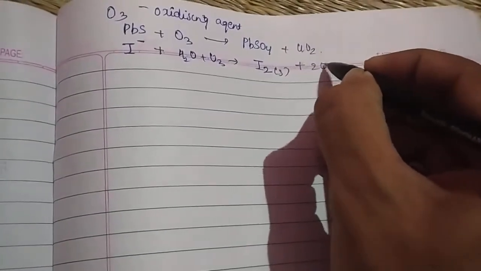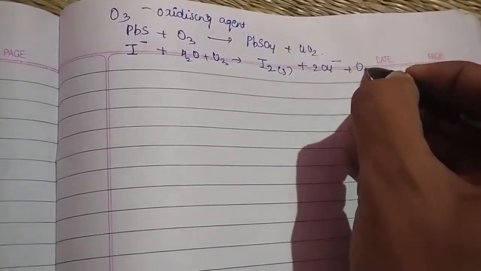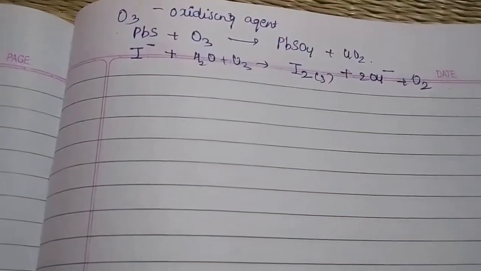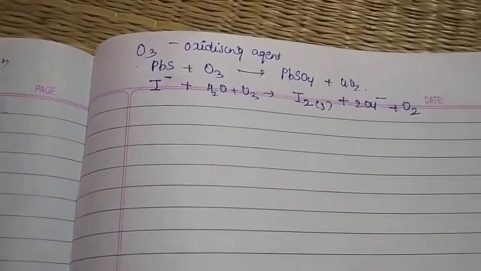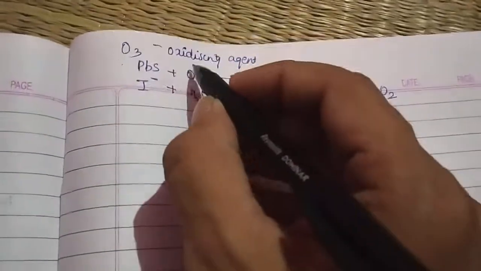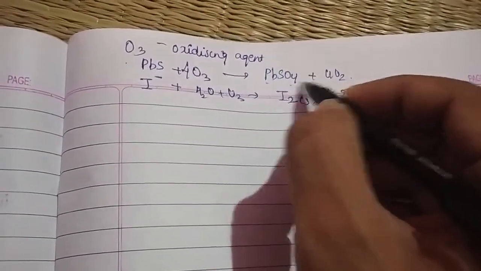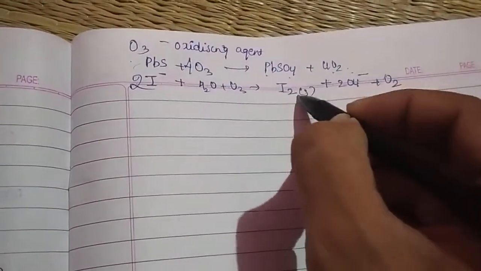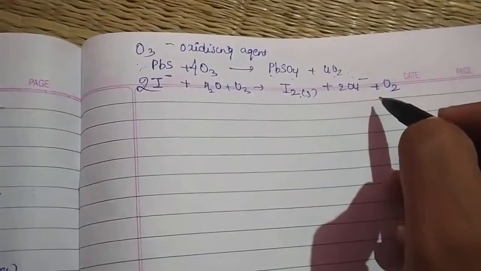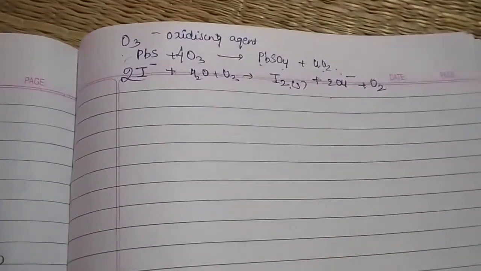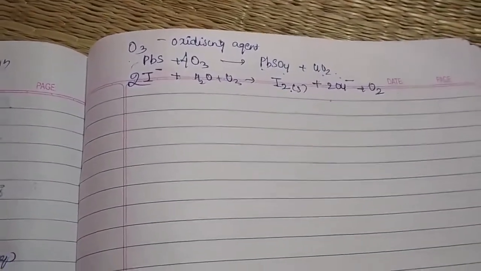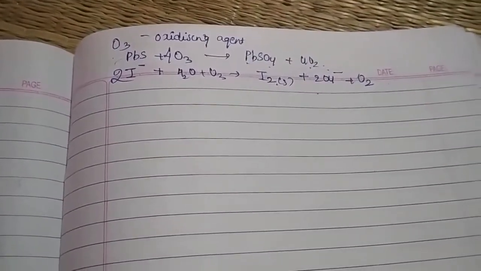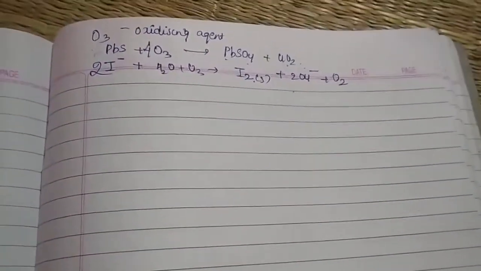Along with that, if I write the whole reaction, 2OH minus plus O2. So these are the common examples which indicate the oxidizing property of your ozone, where it oxidizes lead sulfide to lead sulfate. Here you have 4O3, PbSO4, 4O2. Then here you have 2I minus, and here I2. Similarly, the rest is balanced, 2OH minus and O2 part. So you can easily observe how it oxidizes lead sulfide to lead sulfate and iodide ion to iodine molecule.